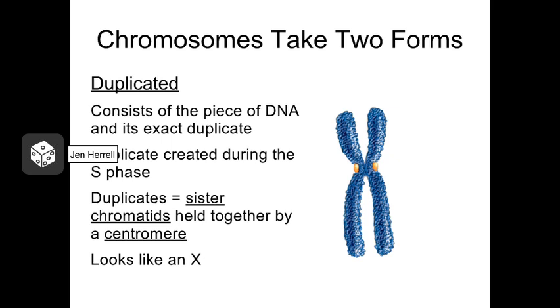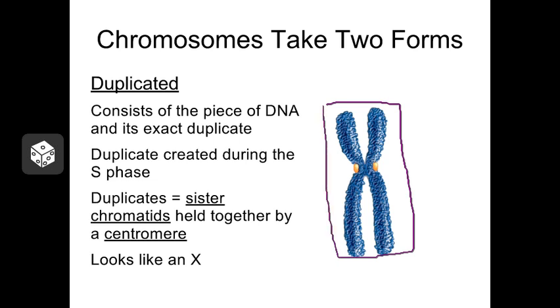If we could see inside the cell at the end of the S phase or the G2 phase, and if the chromosomes were coiled up into their visible forms during these times, they might look like this. This shape is referred to as a duplicated chromosome.